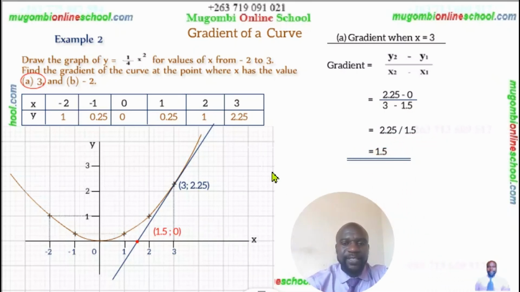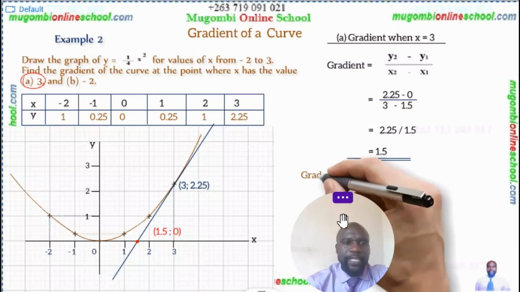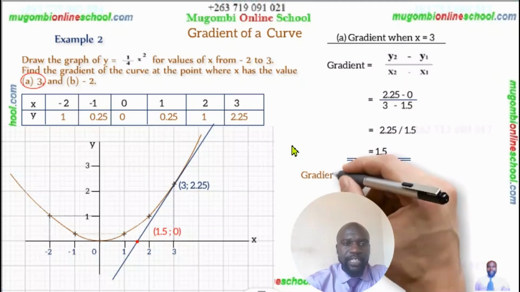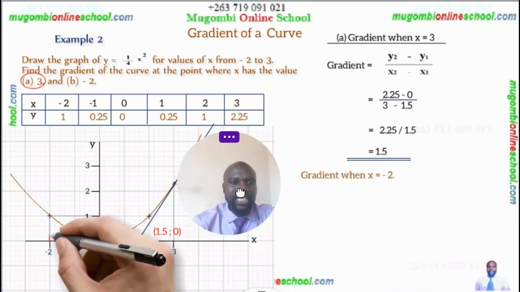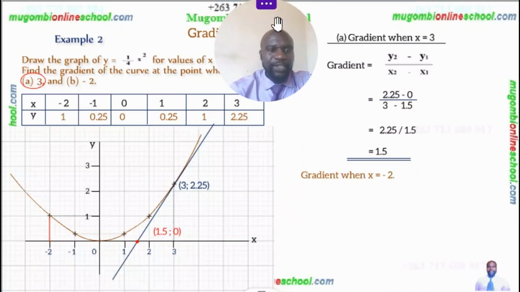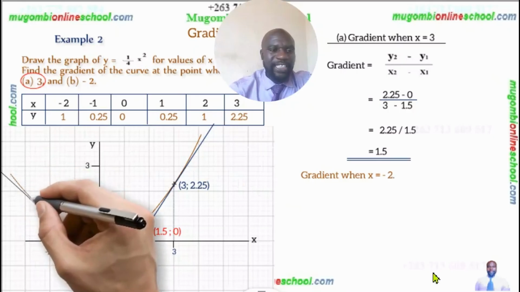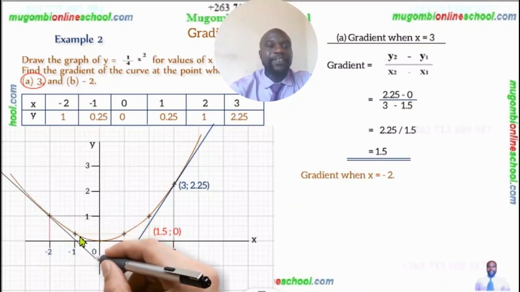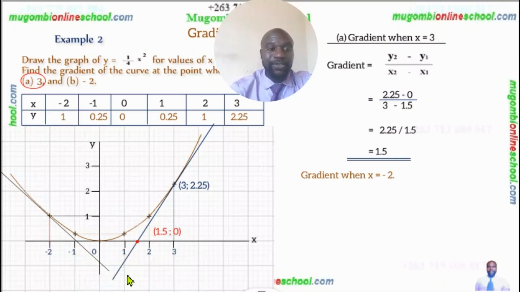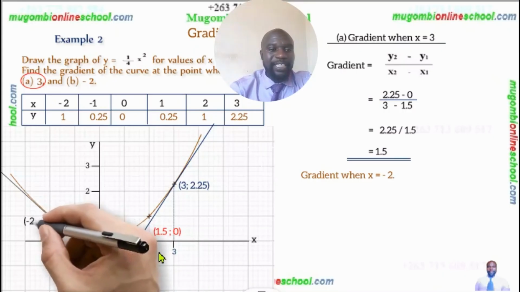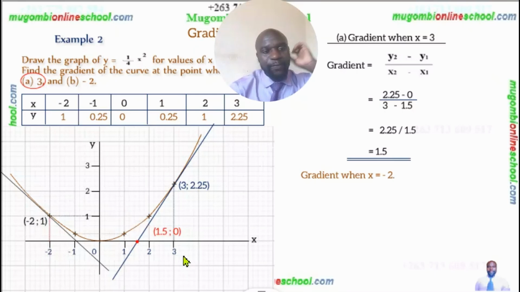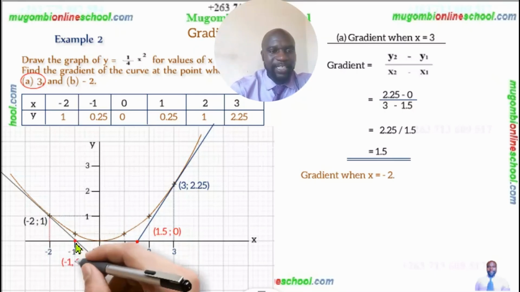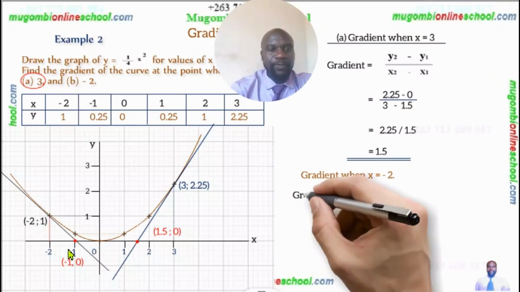Then the gradient when x is equal to -2, we draw a tangent. And another important thing when calculating this gradient is that it must have a negative gradient. So our coordinates at this point are -2 and 1. We need to find another most possible point, which is this one, which is -1 and 0. And then we are going to make use of this one.